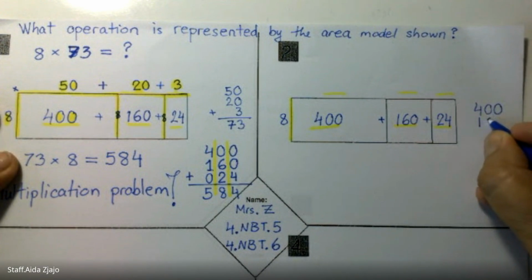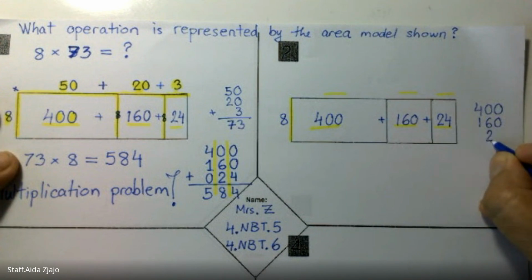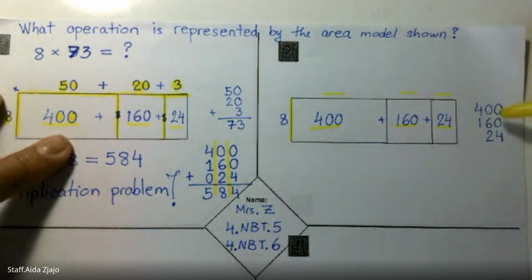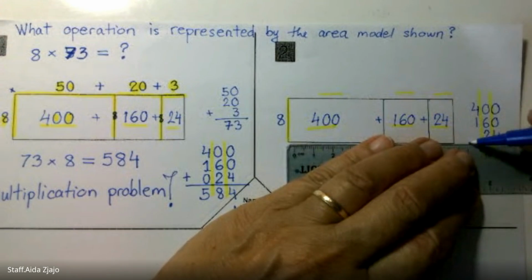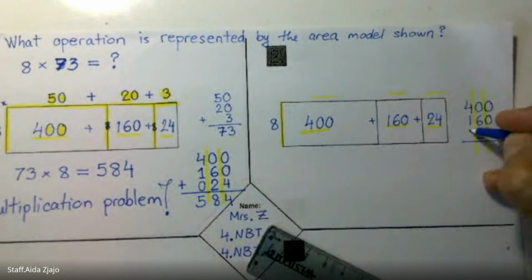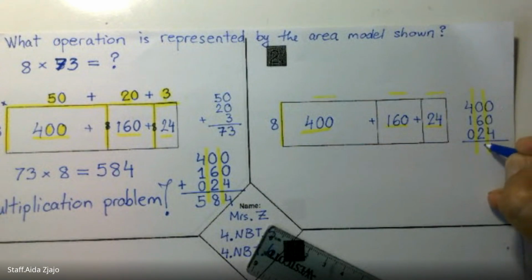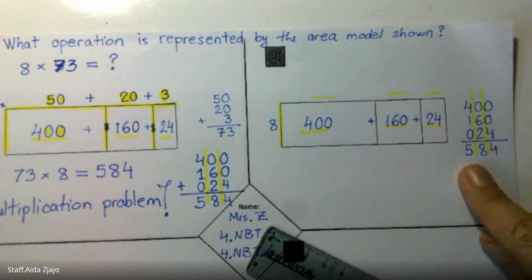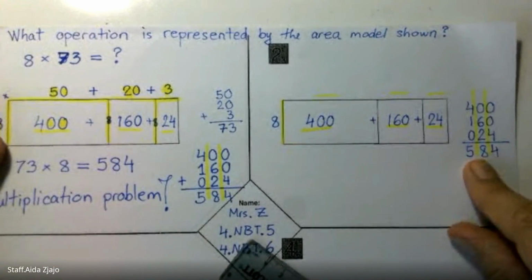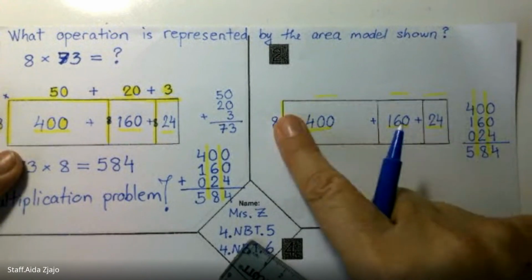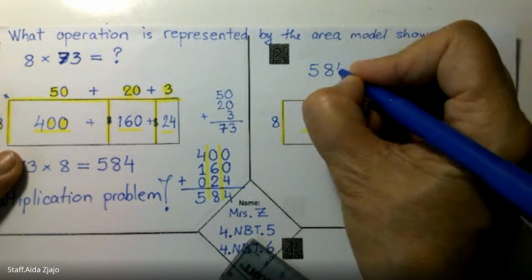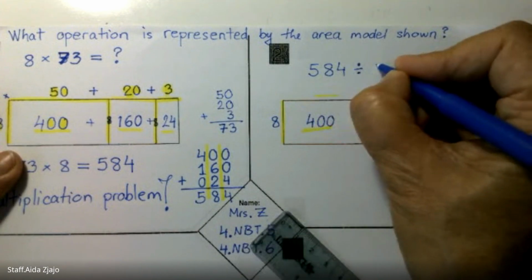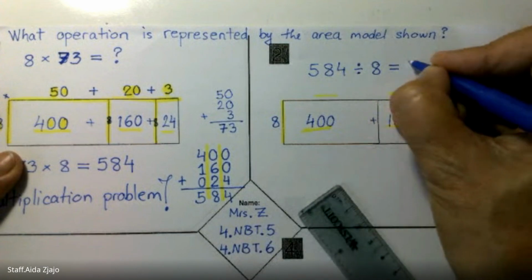plus 160 plus 24. And if you like, you can do the addition, and I'm going to put 0 again. It's the same thing, but 8. And so the greatest number is 584, and because this model showed division, it will be 584 divided into 8 parts equals what?